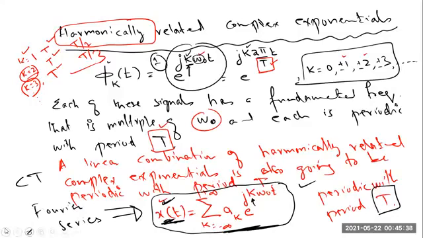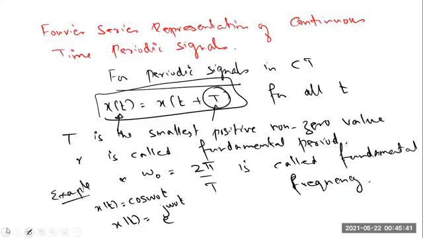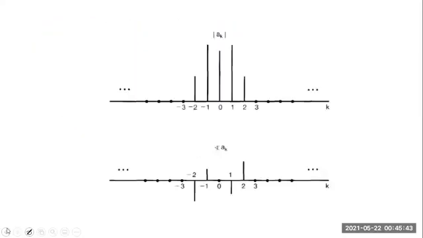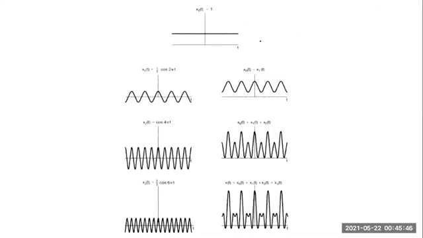Now, just to give you a visual representation, let me go back to this figure. Let's assume that you have a signal whose equation is given as: 1 + 1/2 cos 2 pi t + cos 4 pi t + 2/3 cos 6 pi t.